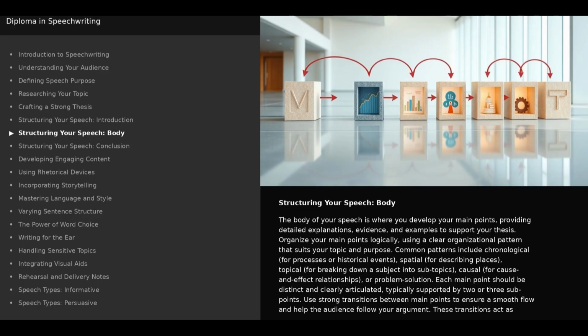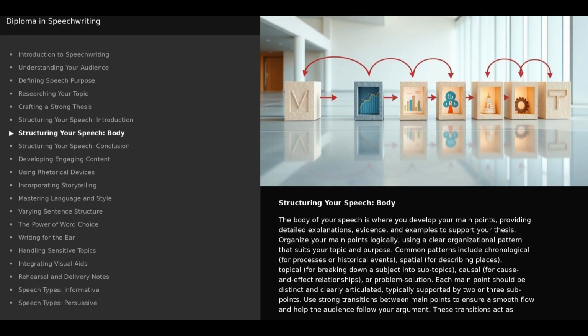Common patterns include chronological, for processes or historical events; spatial, for describing places; topical, for breaking down a subject into subtopics; causal, for cause and effect relationships, or problem solution. Each main point should be distinct and clearly articulated, typically supported by 2 or 3 subpoints.